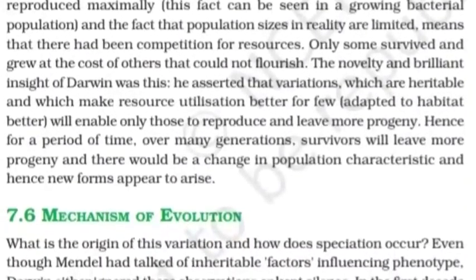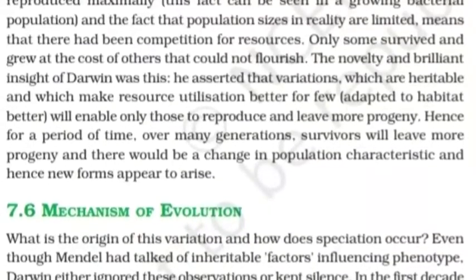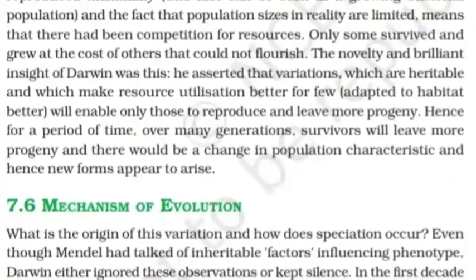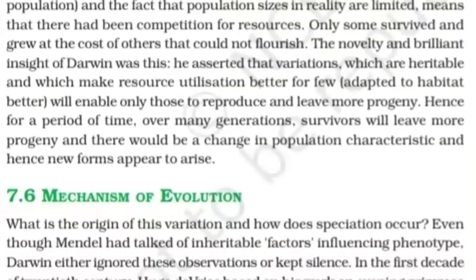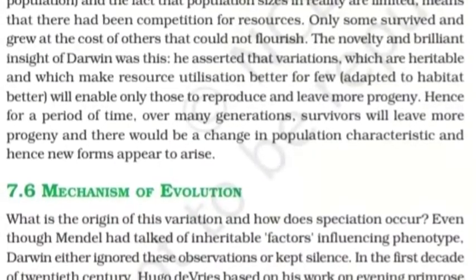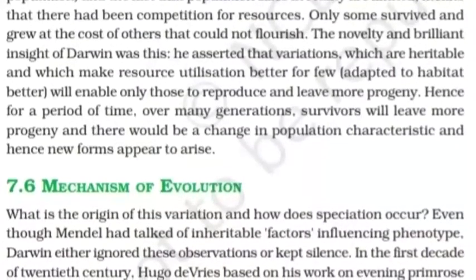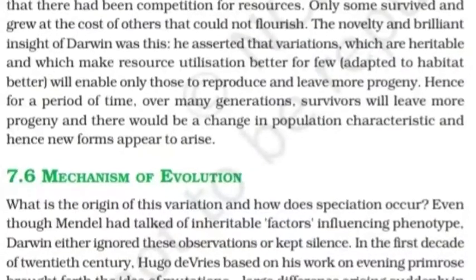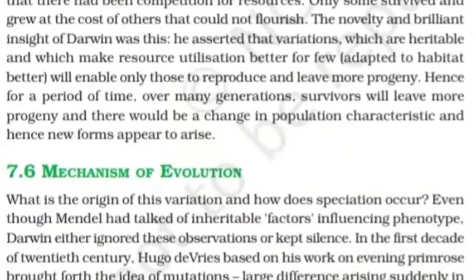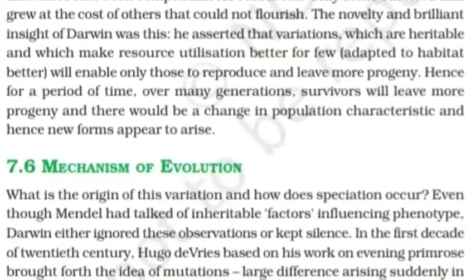Hence, for a period of time, over many generations, survivors will leave more progeny and there would be a change in population characteristics and hence new forms appear to arise. Mechanism of evolution. What is the origin of this variation and how does speciation occur?